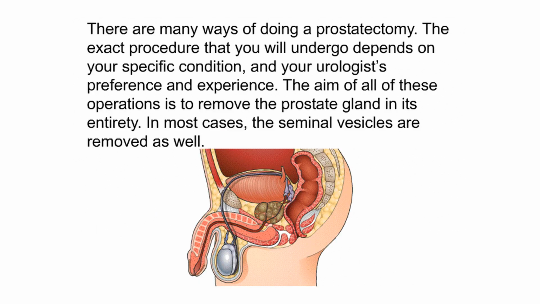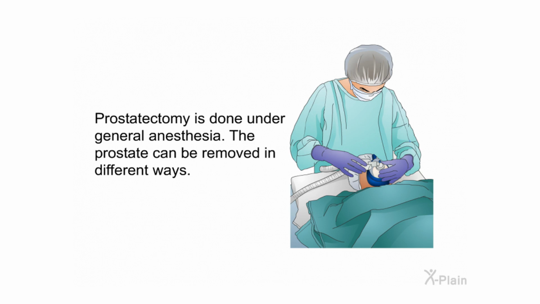Procedure. There are many ways of doing a prostatectomy. The exact procedure that you will undergo depends on your specific condition and your urologist's preference and experience. The aim of all these operations is to remove the prostate gland in its entirety. In most cases, the seminal vesicles are removed as well. Prostatectomy is done under general anesthesia.